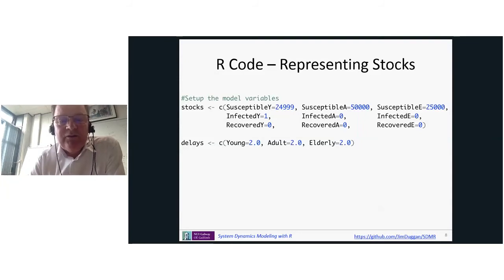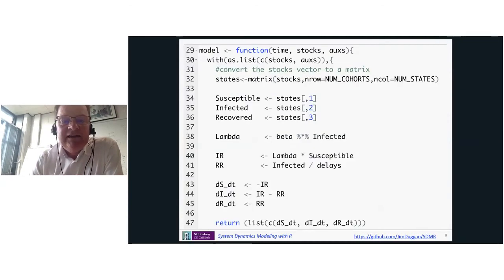The sequence here is important because we first define all the susceptibles, then the infected, then the recovered, because when we write our model itself, we have to deconstruct that particular vector into matrix form. And the delays then are very simple: 2 days for young, 2 days for adult, and 2 days for elderly. But they're the model variables, and that's how we define our stocks. And this is the actual code itself. So what deSolve will do is it takes in a vector of all the stocks, which is a vector of 9 values.